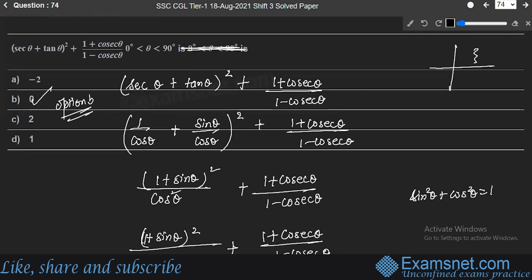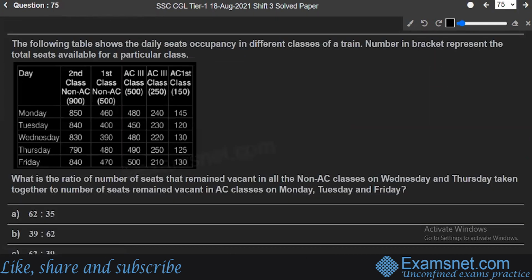Hope you are clear. Let's move to the last mathematics question for this paper. The following table shows the daily seats occupancy in different classes of a train. Numbers in brackets represent the total seats available for a particular class. So, second class non-AC has 900 tickets available. Monday, 850 seats were occupied, Tuesday 840, Wednesday 830, and so on. So, this is the data. I hope you're clear about the data.